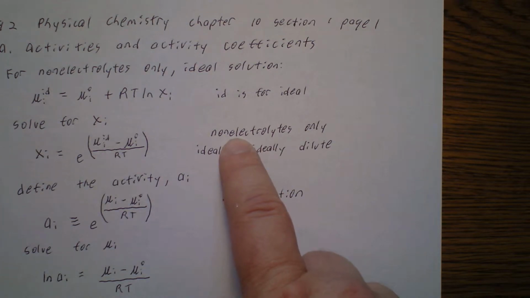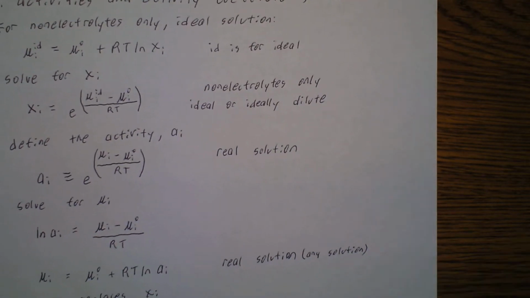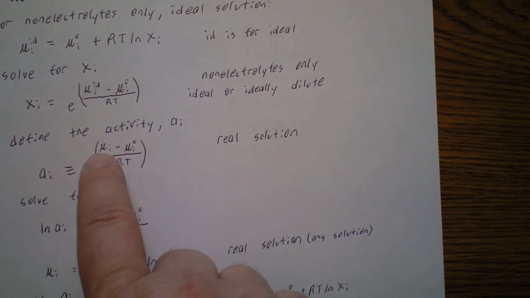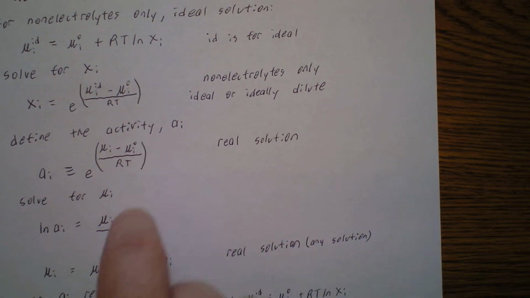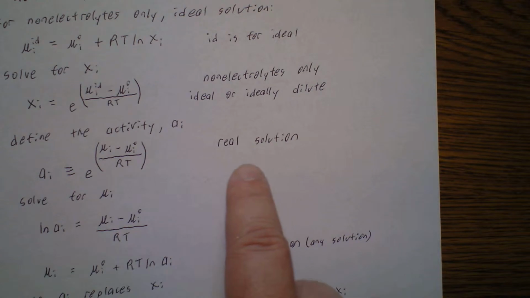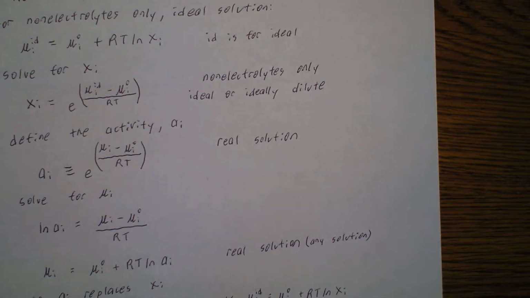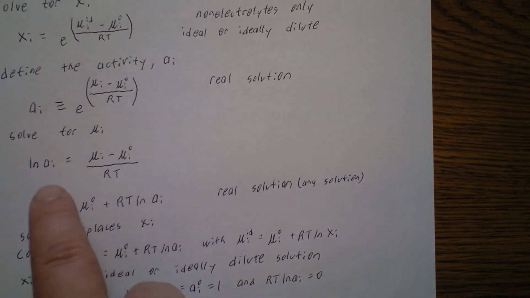Now remember, this is for non-electrolytes only, and this is assuming that we're in an ideal or an ideally dilute solution. Now we're going to define the activity a sub I as this: e to the chemical potential I, notice there's no ID, minus the chemical potential I in the standard state, divided by RT. So this is just like mole fraction, but is for a real solution. Now what we're going to do is solve for the chemical potential of the substance I. This is in an actual solution, a real solution.